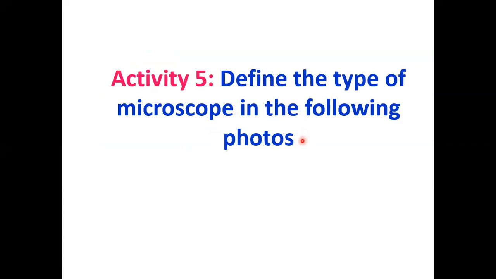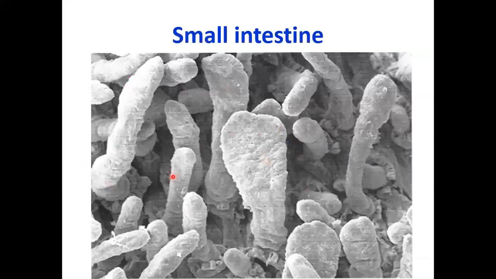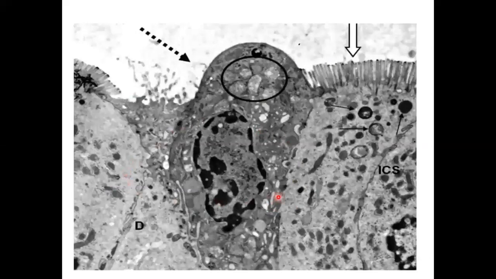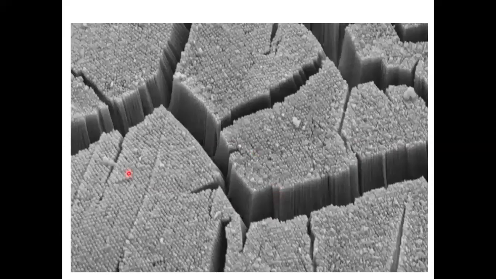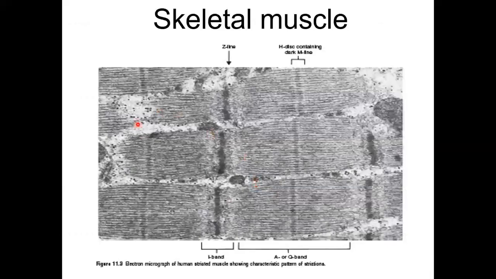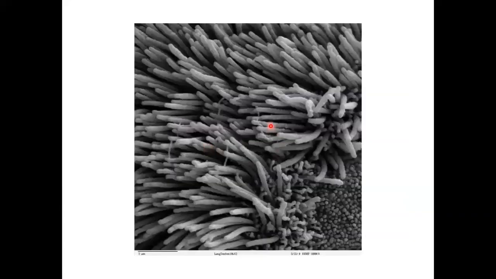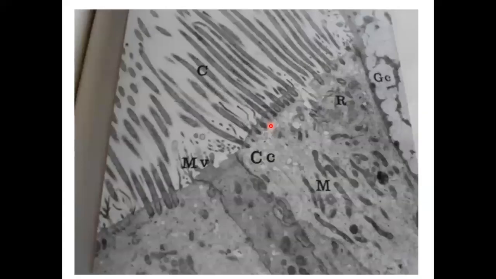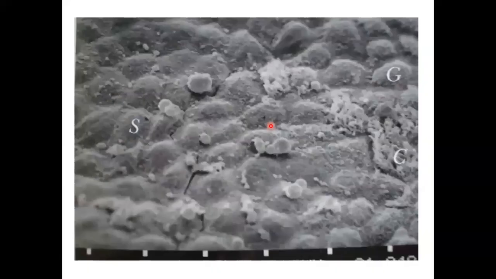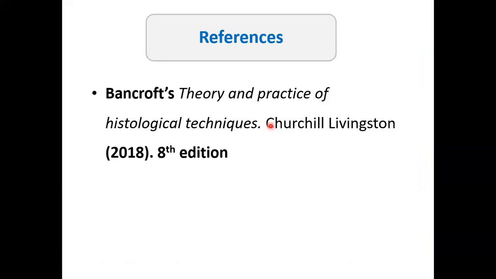Define the type of microscope in the following photos. What is this? Scanning electron microscope. What is this? Transmission electron microscope. What is this? Scanning electron microscope. What is this? Transmission electron microscope. Scanning, transmission, scanning, scanning again.